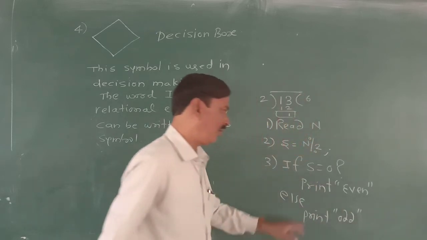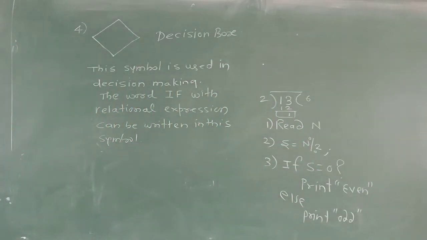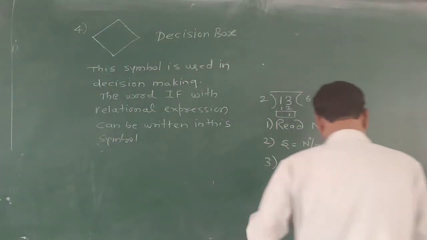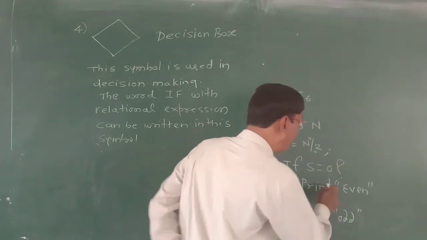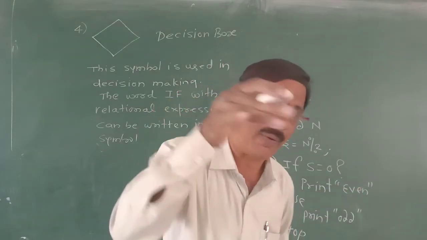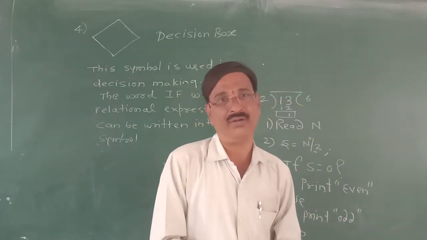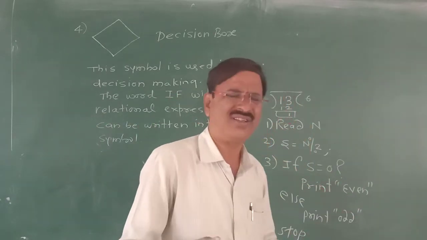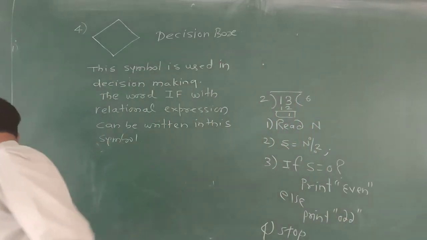Now look, print, after that there is a quotation. Why have I put the quotation? There are 2 types of print. Print in quotation even, print in quotation odd. So print in quotation will print a message, and print variable will print the value. Say print n, it will print the value of n, and print odd or even in quotation will print a message.